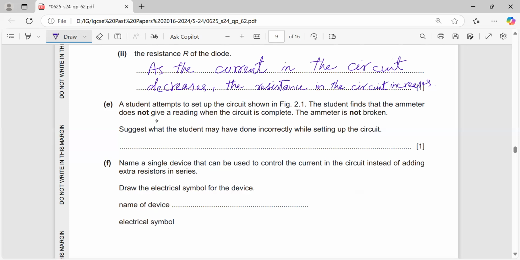Now, my dear friends, a student attempts to set up the circuit shown in figure 2.1. The student finds the ammeter does not give a reading when the circuit is complete. The ammeter is not broken, meaning it's workable. Suggest what the student may have done incorrectly while setting up the circuit. While what? Setting up the circuit.